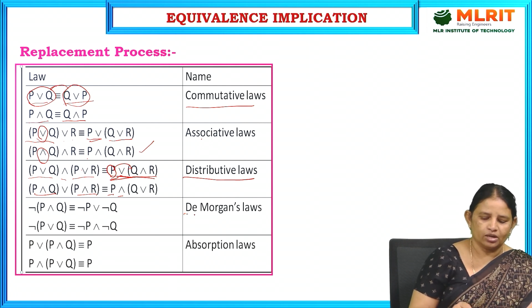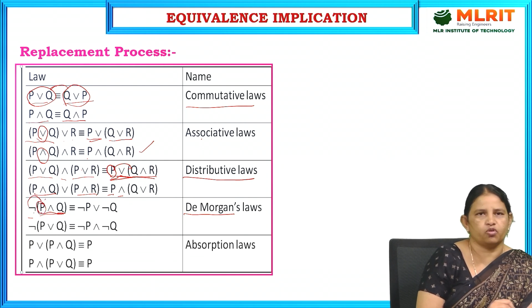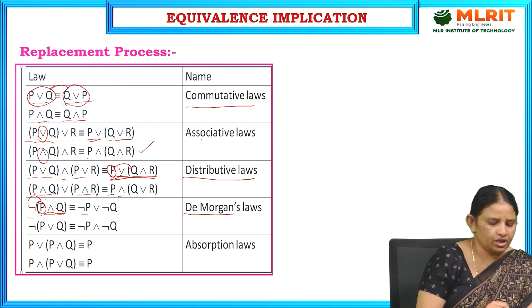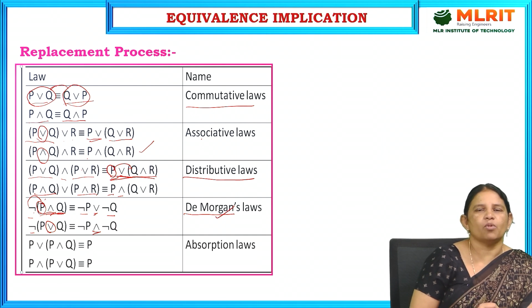Next, De Morgan's law. The negation of P and Q: the negation is applied to the inside of the proposition. There is no negation for P, so it becomes negation P, and becomes or, then negation Q. In the same way, the negation of P or Q: negation P, or becomes and, then negation Q. This is called De Morgan's law.